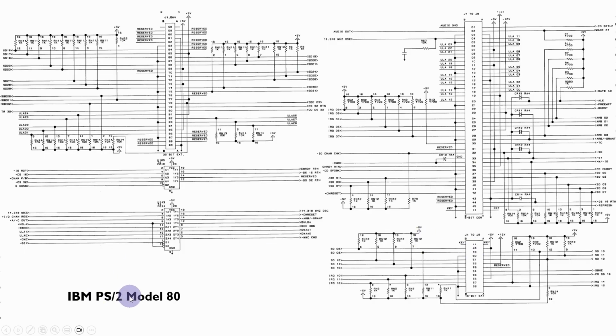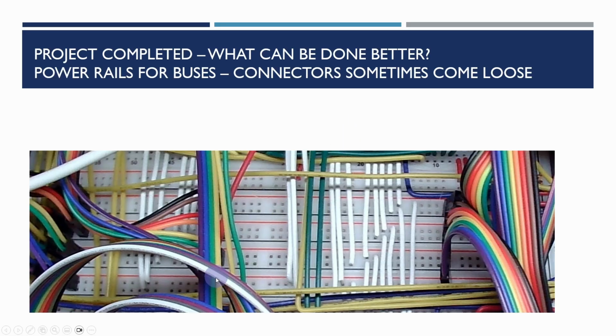And the IBM PS/2 Model 80, this is the similar sort of area. It did use a different bus architecture, Micro Channel Architecture, but you can see that there's also pull-up resistors on a number of these things as well.